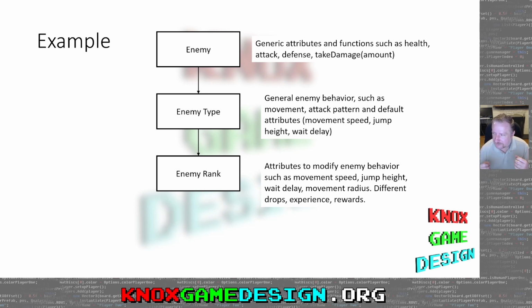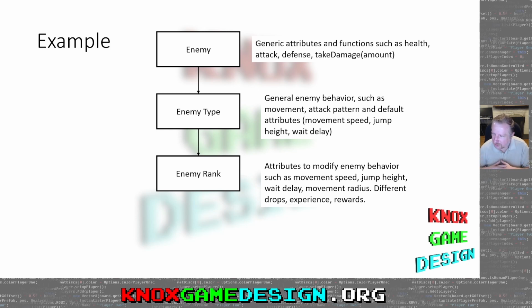So you could have an enemy type, but then have different ranks of that enemy. One might be a little bit faster, or jump a little bit higher, have a little bit more health, a little bit more defense, things like that. So it has the same overall behavior of that enemy type, but maybe a little bit stronger, and that makes your game a little bit more interesting. That way you can have the same enemy, but have different levels of that enemy.